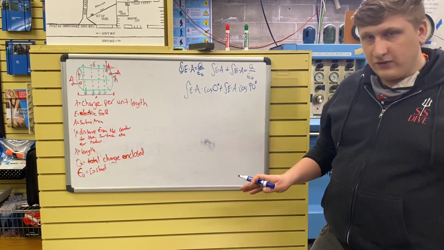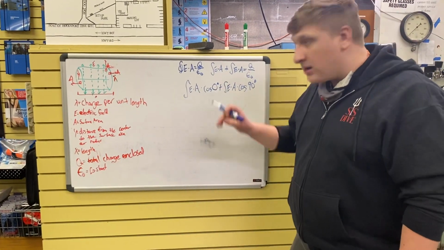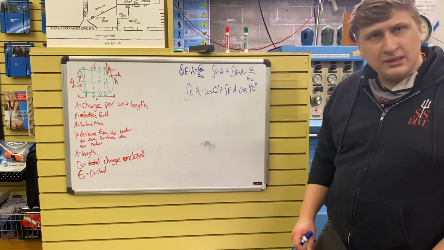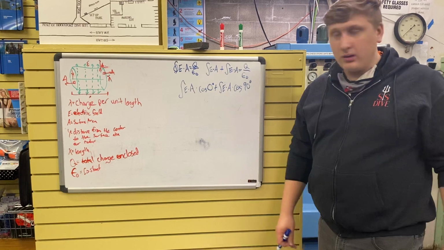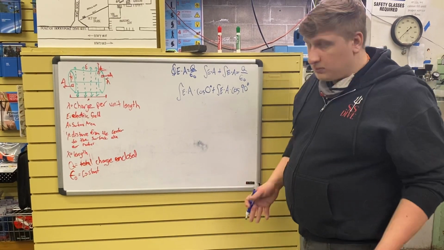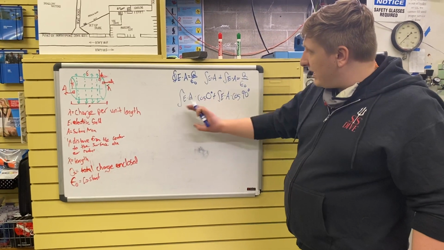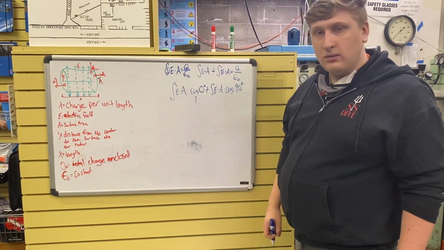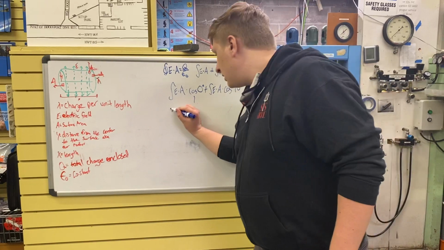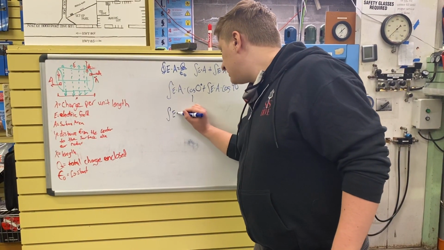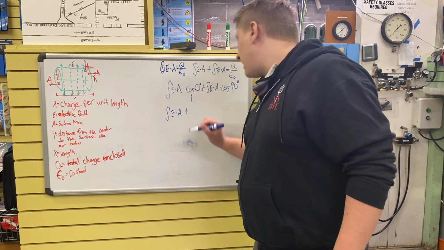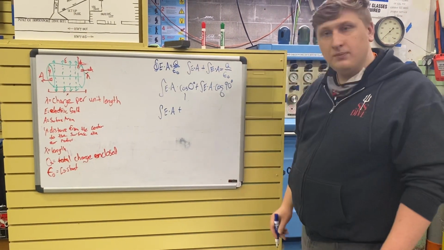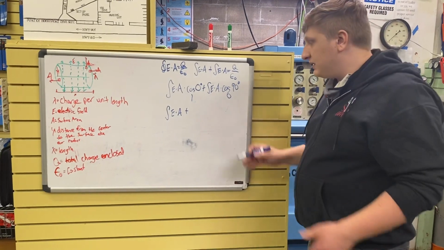Now, from simple math, we know that cosine of 0 equals 1, and we know that cosine of 90 is going to equal 0. So let's plug that in. E times A times what is now essentially 1 gives the integral of E times A. And E times A times what is now 0? It's 0, right?